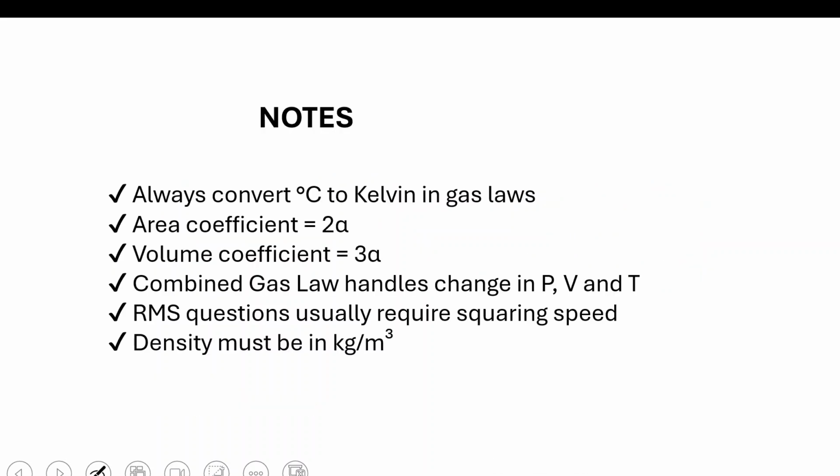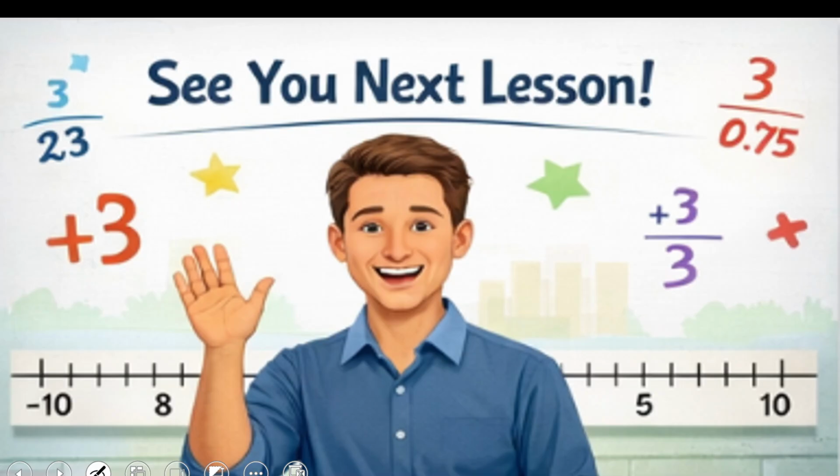Okay, so the notes that we're taking away from here: you always convert degrees C to Kelvin. Always, don't forget that. Area expansion is two times linear expansion. The area coefficient of expansion is equal to 2 times the linear coefficient of expansion. The volume coefficient of expansion is 3 times the linear coefficient of expansion. Combined gas law handles change in P, V, and T. So if P, V, and T are changing at the same time, you have the combined gas law. RMS questions usually require squaring speed, and density must be in kilogram per meter cubed.